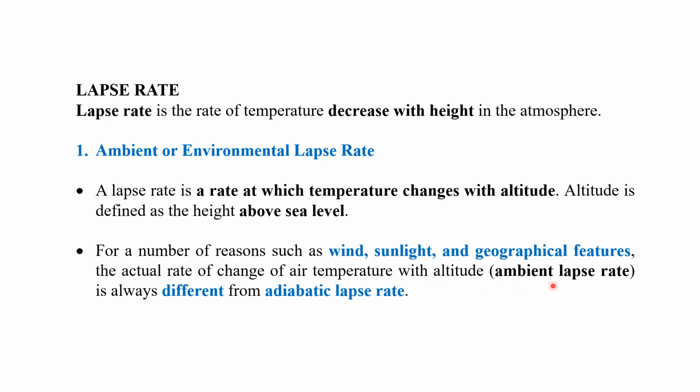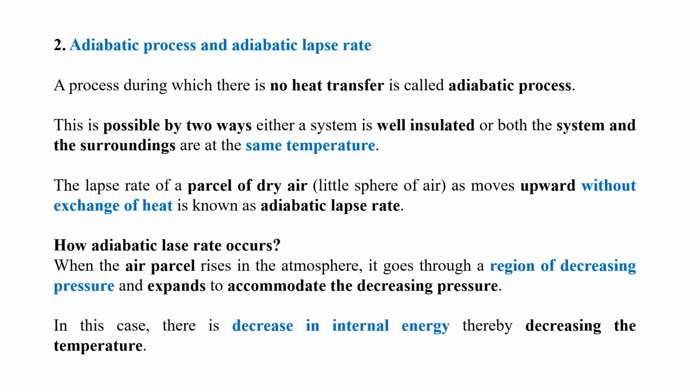One thing here: the ambient lapse rate is always different from the adiabatic lapse rate. So we shall see what we mean by the adiabatic process and adiabatic lapse rate. A process during which there is no heat transfer is called an adiabatic process. How is it possible? This is possible in two ways: either the system is well insulated, or both the system and the surroundings are at the same temperature. Then only will there be no heat transfer.